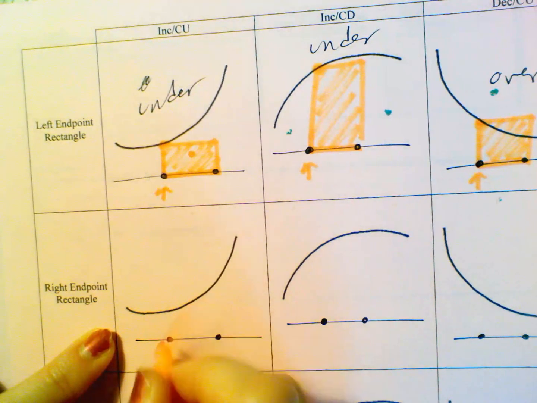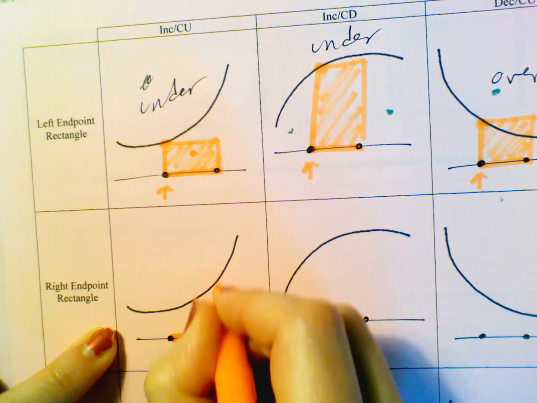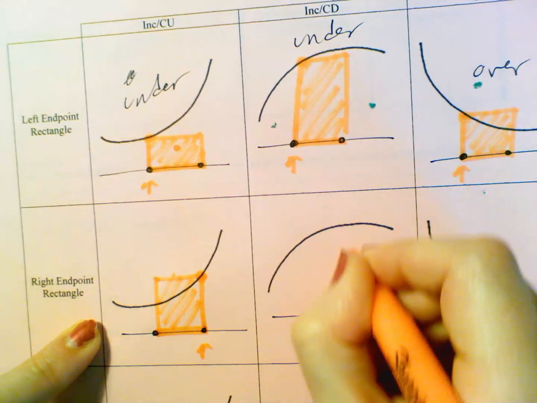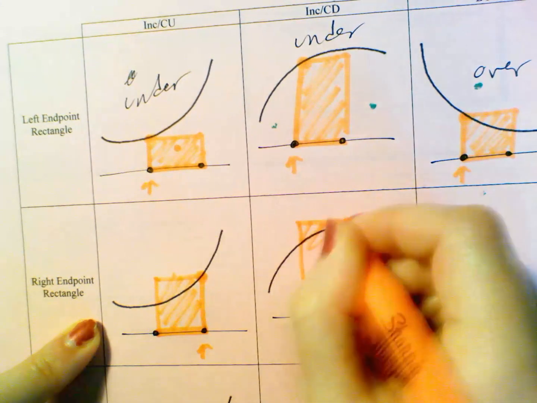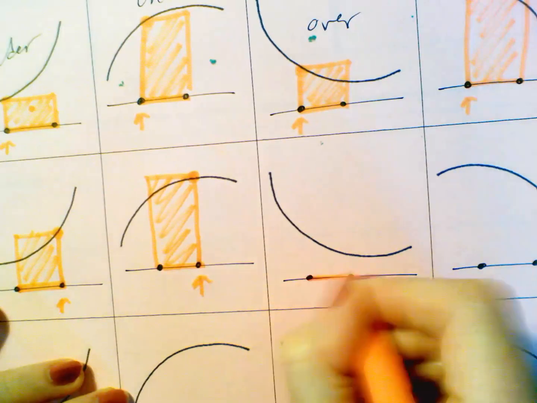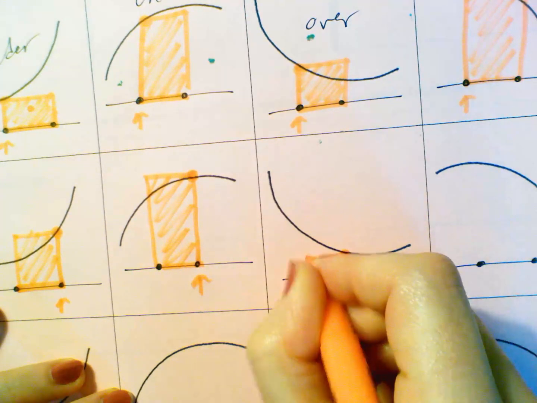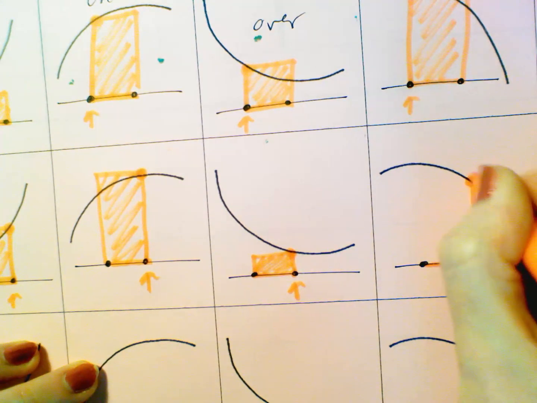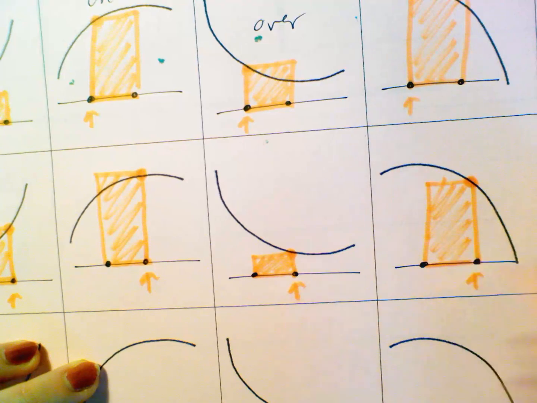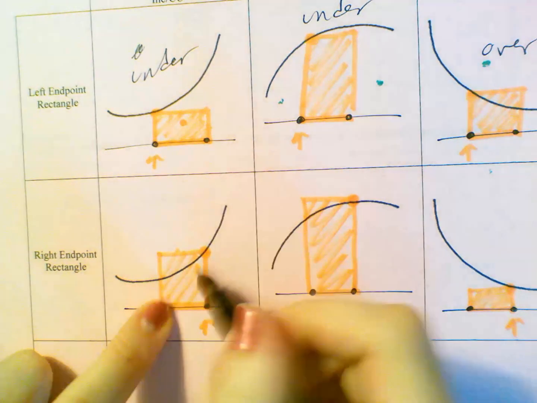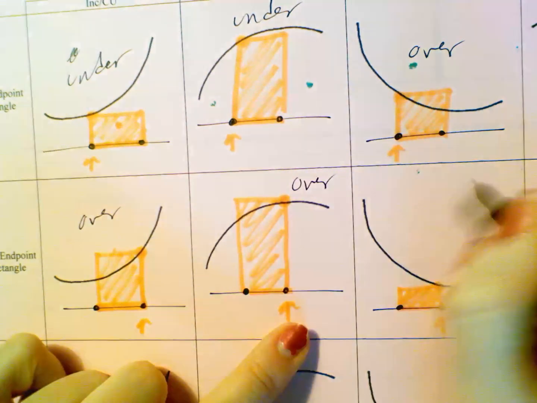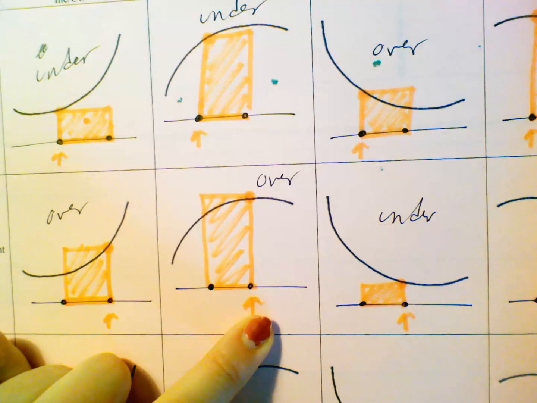Now let's do right endpoint. Base, right, graph. Oops. Base, right, graph. Okay, and then this time over, so the opposite, right? The opposite of the left Riemann sum. Over, over, under, under.